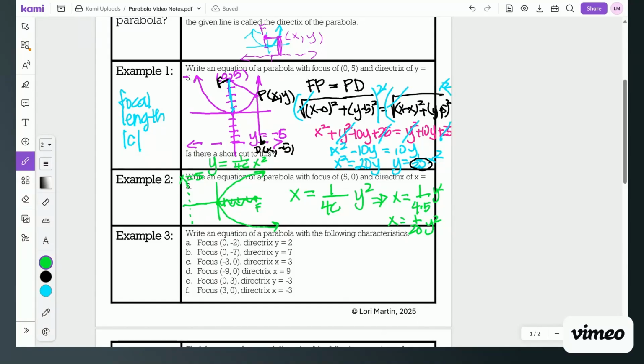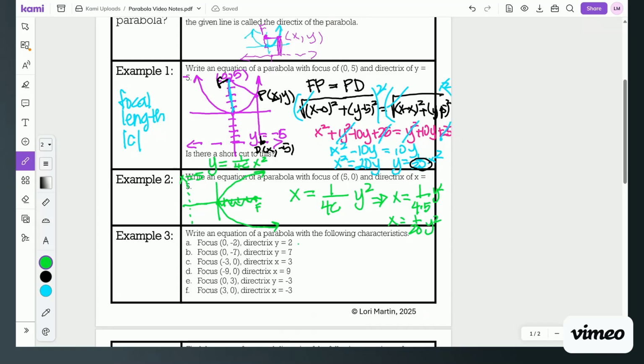All right, hopefully you paused the video and tried some of these. So if my focus is negative 2 and my directrix is 2, that means my vertex is right in the middle. So the vertex is at 0, 0. Maybe you notice that about all of these. The vertex is at 0, 0.